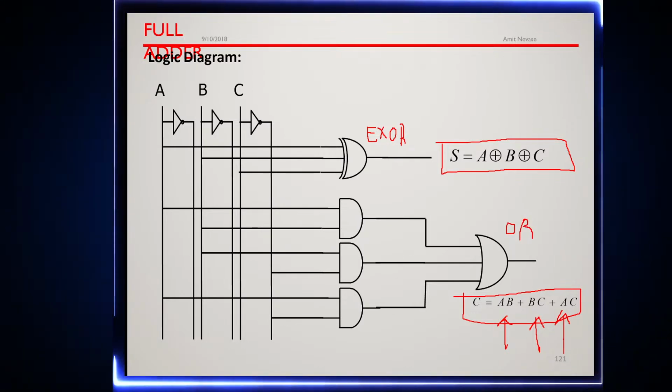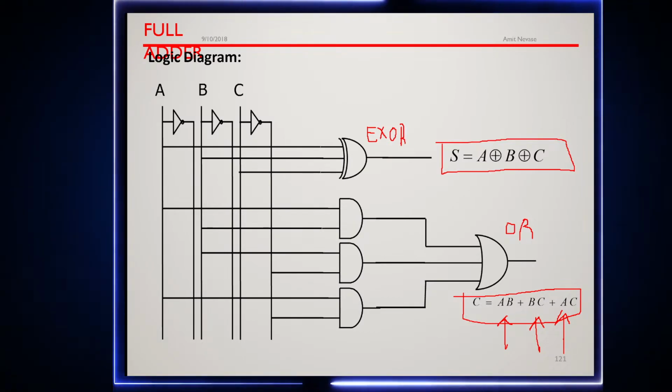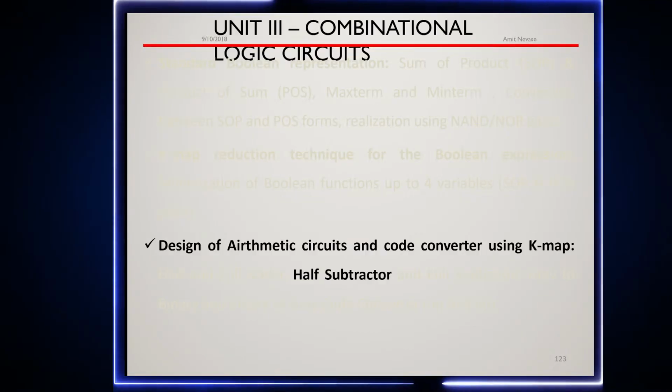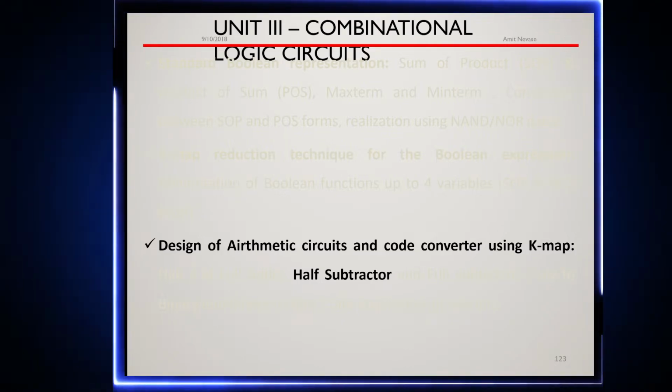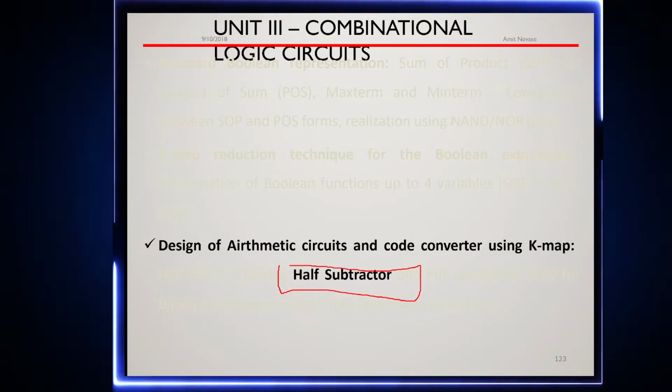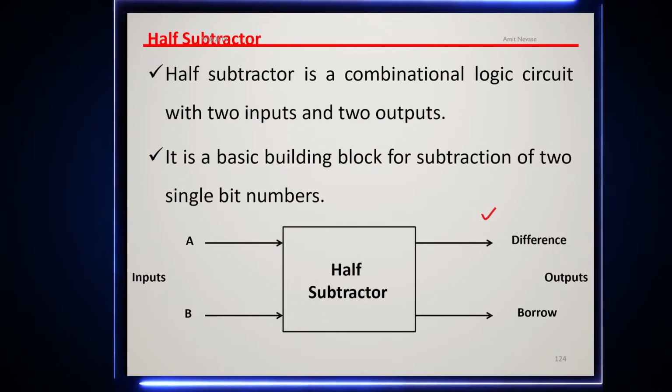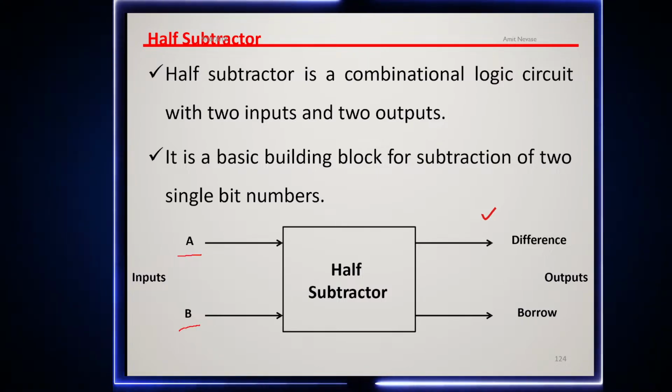So this is a logic diagram of our full adder, right? Now let's move on to the next combinational circuit, that is nothing but our half subtractor, right? Okay. So a half subtractor has two inputs and two outputs.